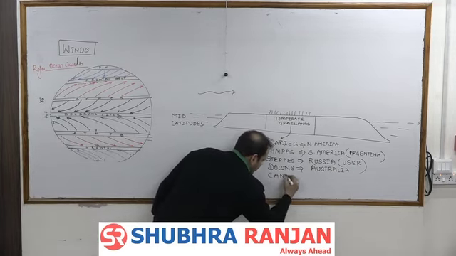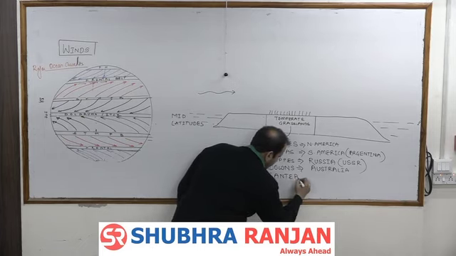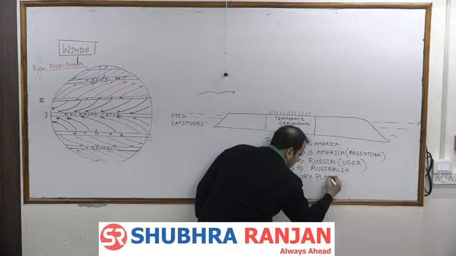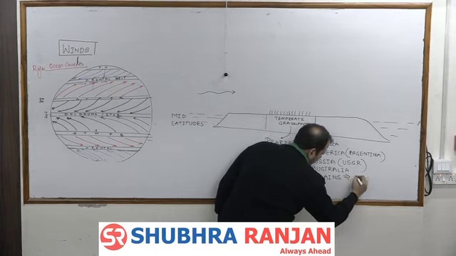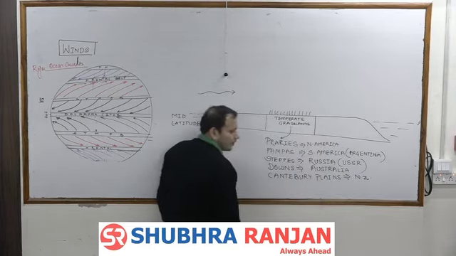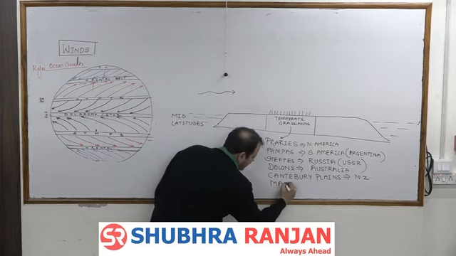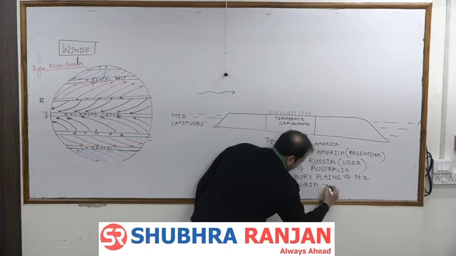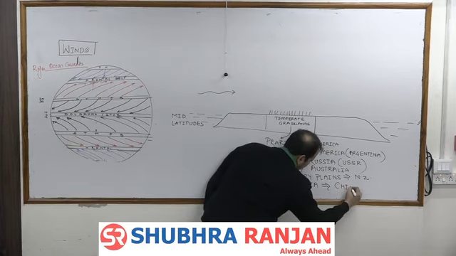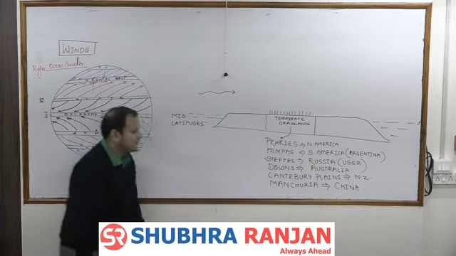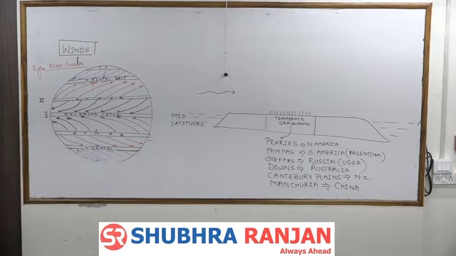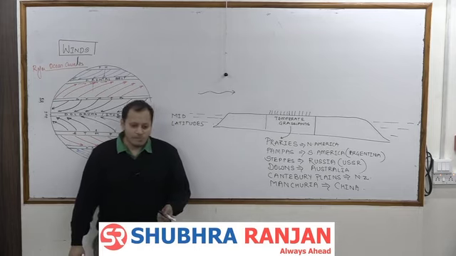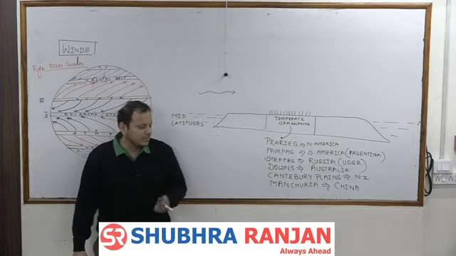कैंटरबरी ग्रासलैंड्स कौन सी कंट्री? मंचूरिया ग्रासलैंड्स कौन सी कंट्री? So these are the names of different grasslands. These are all the temperate grasslands of the world.